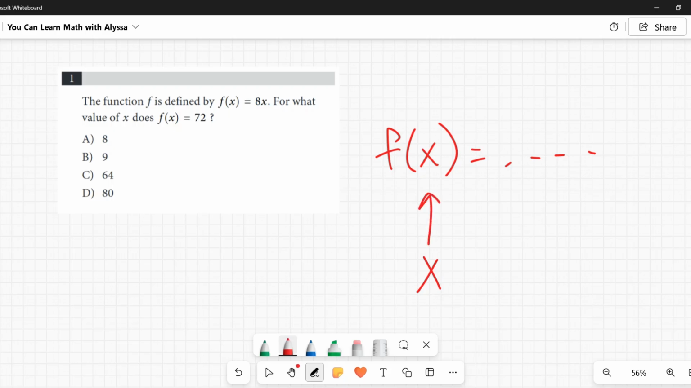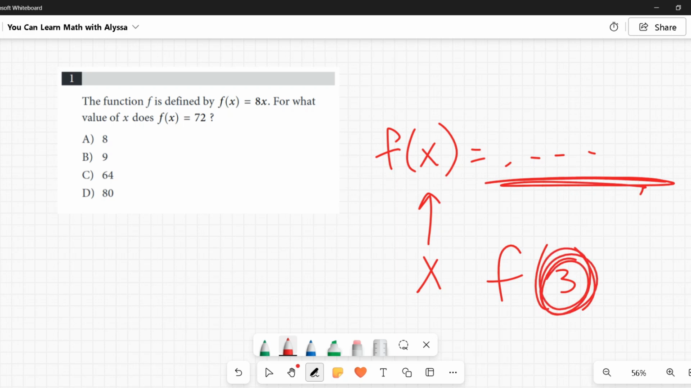When you plug it in to this equation, when it says, like, what is f of 3? If f of x equals blah, blah, blah, what is f of 3? It's saying everywhere there's an x on this side, you're going to put this number, in this example, 3, you're going to put it in.